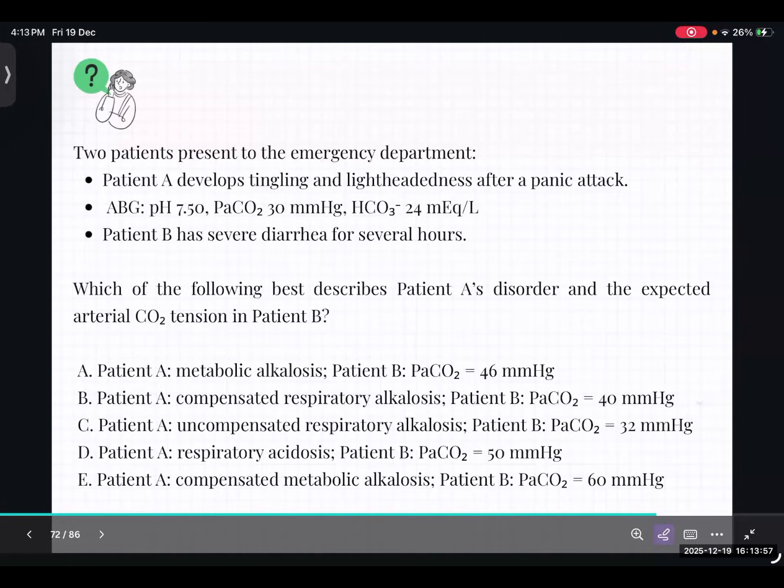But patient B had severe diarrhea for several hours. And this is a compound question. Focus. Which of the following best describes patient A's disorder? And what is the expected arterial CO2 tension in patient B? You guys can take your time on this.